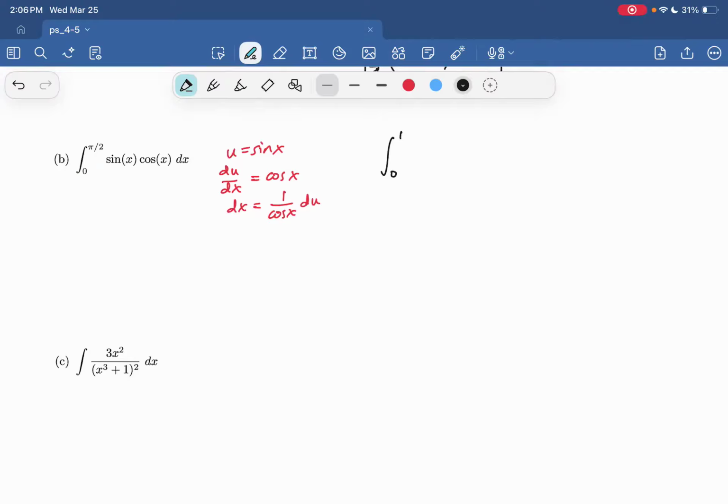Now sine x is u, cosine x we keep there, and then dx is replaced by 1 over cosine x du. These cancel, so we're left with the integral from 0 to 1 of u du, which is 1/2 u squared. This is a definite integral, right? So we're going to put in the limits of integration, 1 and 0. And then if we do this, it'll be just 1/2 minus 0, which is 1/2.